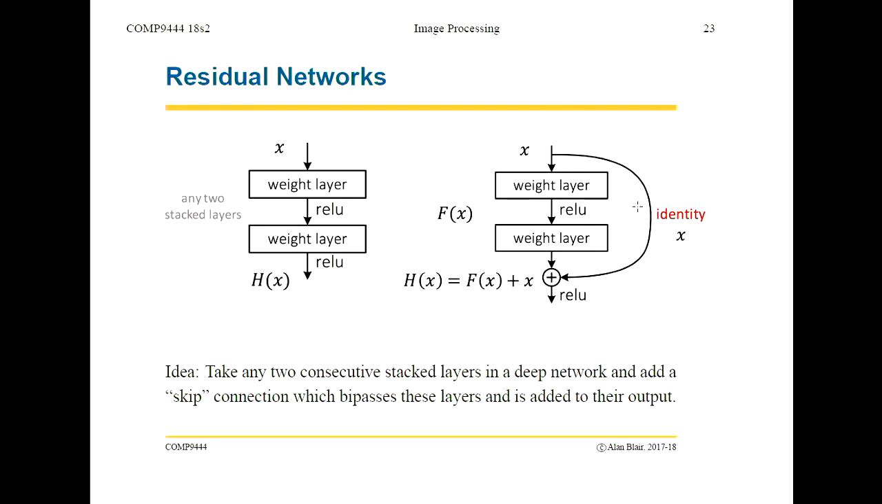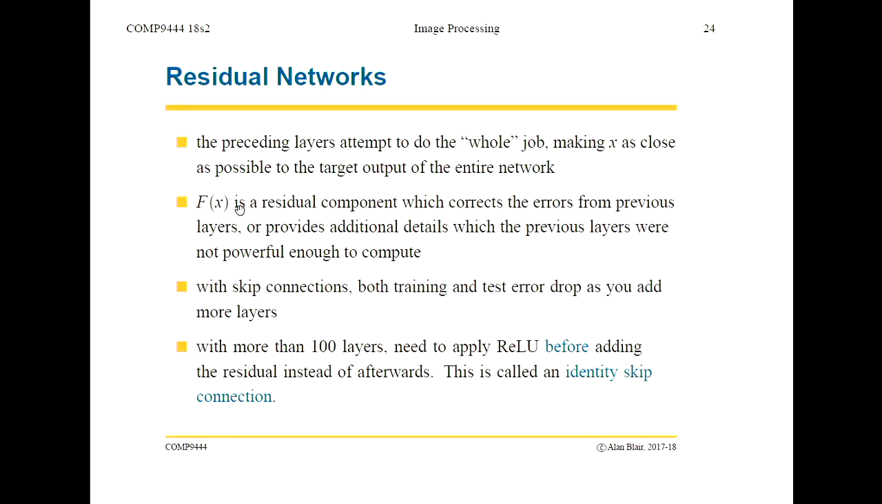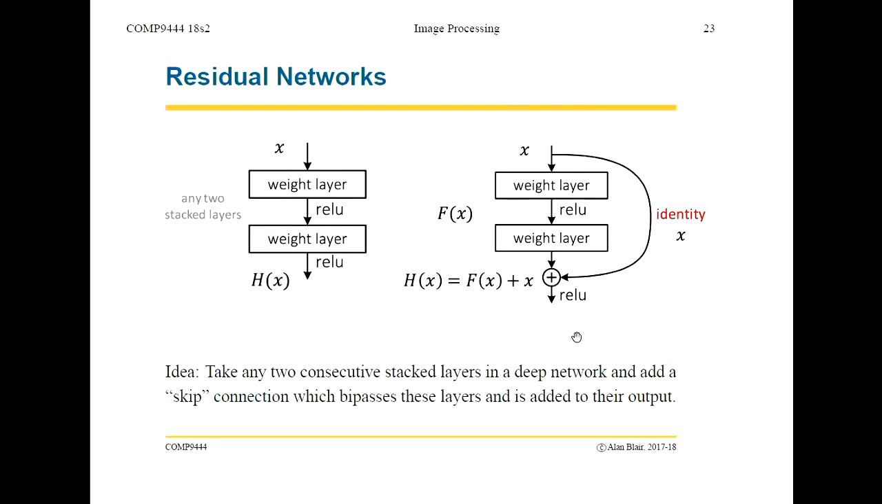So these layers try to correct those mistakes, and then the next layers try to correct whatever mistakes still remain. Each layer is trying to refine the answer rather than compute the entire answer. I hope that makes sense. So the previous layer tries to do the whole job, make X as close as possible to the target output. Because when you do the backpropagation, the differential here gets copied. Because this is an identity, the differential here just gets copied down there. And then when it's backpropagated through here, the differential will be added here, right?